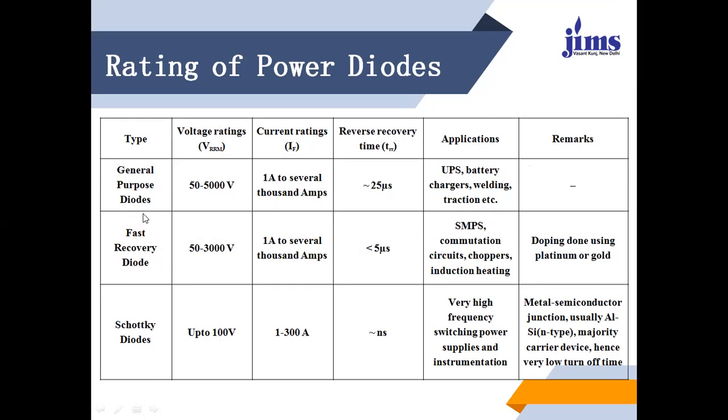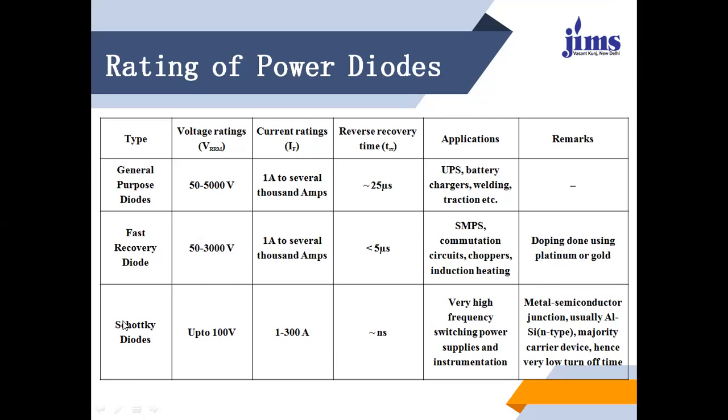The advanced form of the power diode is called the fast recovery diode. The fast recovery diode has a lower voltage rating as compared to the general purpose diode: 50 volts to 3000 volts, with 1 ampere to several thousand amperes. The forward current rating is the same, but the voltage is lower. The reverse recovery time is less than 5 microseconds. This type of power diode is used for SMPS, commutation circuits, chopper circuits, induction heating. The reason behind this is that doping is done using platinum or gold.